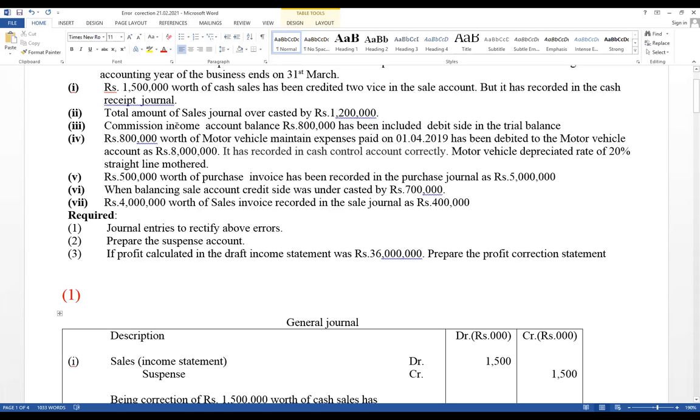Motor vehicle maintenance expense account debit, cash account credit: that is the correct double entry. But it has been debited to the motor vehicle account as 8,000. Therefore, for correction: motor vehicle account credit 8,000, maintenance expense account debit 800, and the difference value suspense account debit. Think about the maintenance expense account debit 800, with the motor vehicle account already debited. Therefore, motor vehicle account credit 8,000 and the difference value to suspense account debit. Right, that's the first one. And the depreciation effect should also be considered.